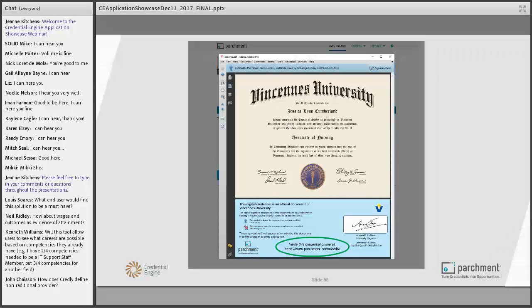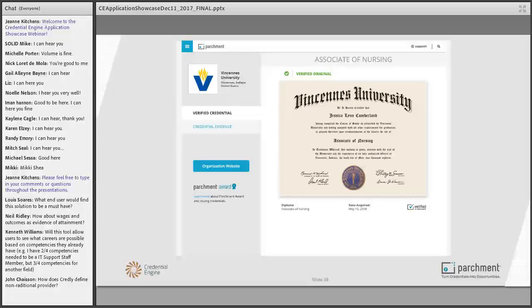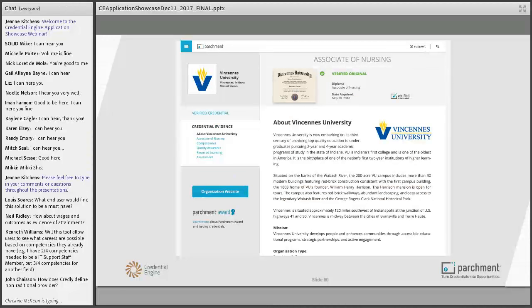And again, like all of the social sharing, there's a link where a verifier can go through a single-click verification process. So wherever that learner chooses to display her credentials, she'll be able to direct employers and other verifiers back to an in-depth interactive version, which looks like this. So first, there's a traditional view of her credential, and here we can see the complete detail of the verification of Jessica's Associate of Nursing diploma from Vincennes.